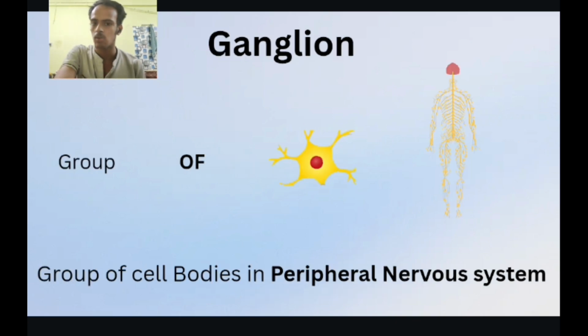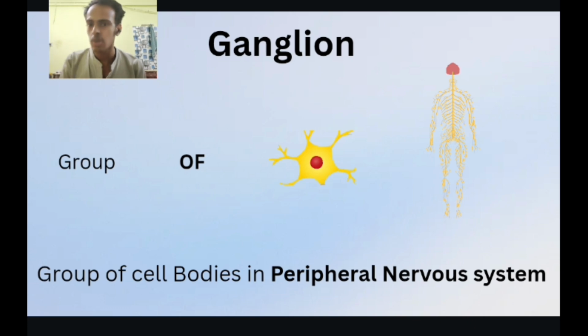Now, if we talk about the collection of cell bodies, it is not axons, it is actually the cell bodies. The collection of cell bodies in the peripheral nervous system is what we call the ganglion. We have heard about various sympathetic and parasympathetic ganglia. These are actually the cell bodies in the peripheral nervous system.